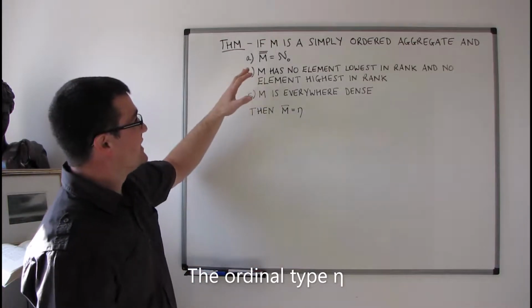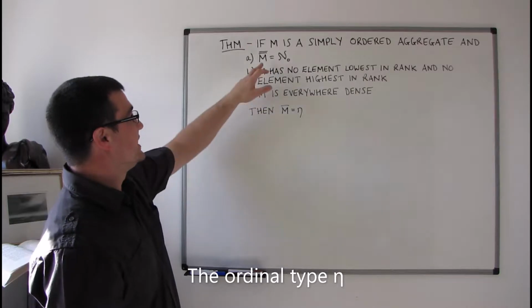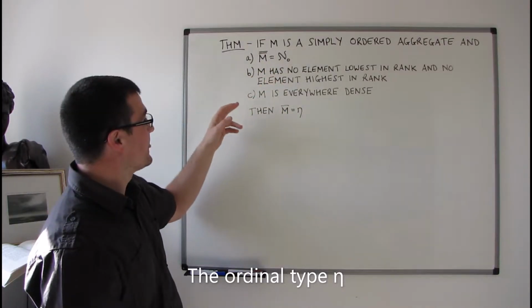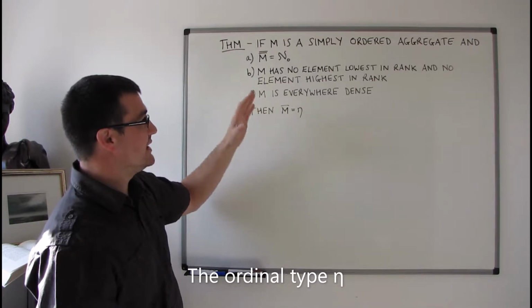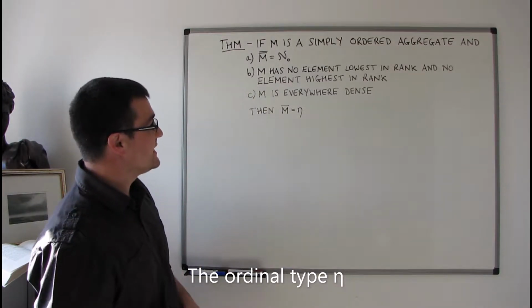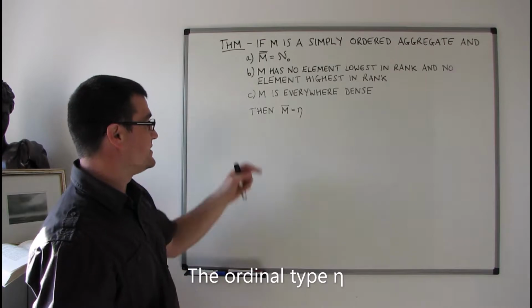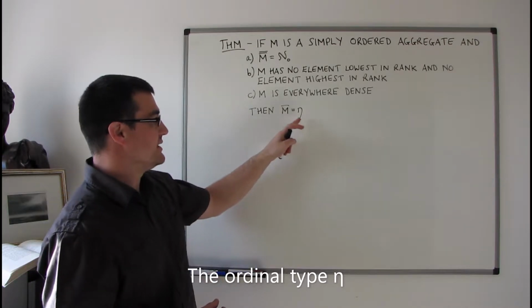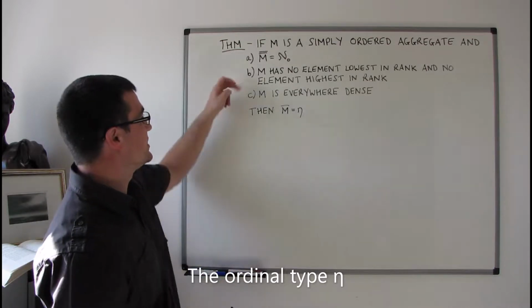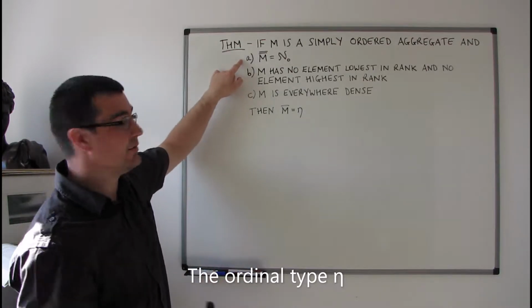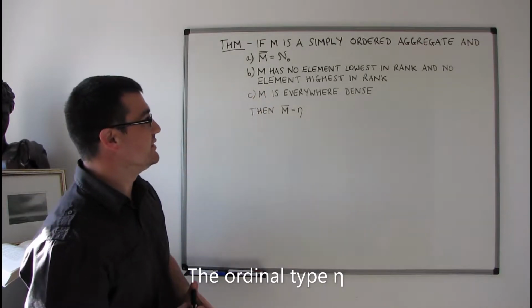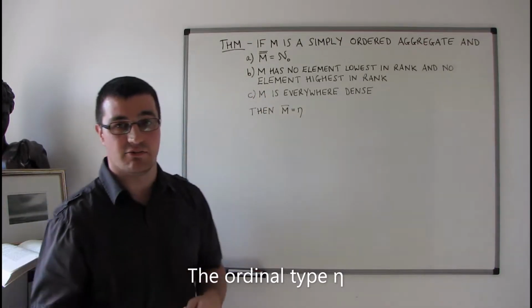So the theorem is that if M is a simply ordered aggregate and the cardinal number of M is equal to Aleph naught, and M has no element lowest in rank, no element highest in rank, M is everywhere dense, then the ordinal type of M is equal to eta. Okay, so part A, we're okay with that, we know what that means. Part B, M has no element lowest in rank and no element highest in rank.